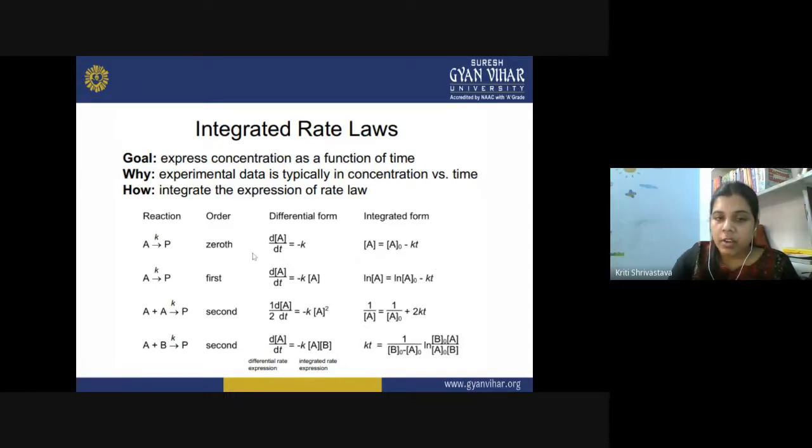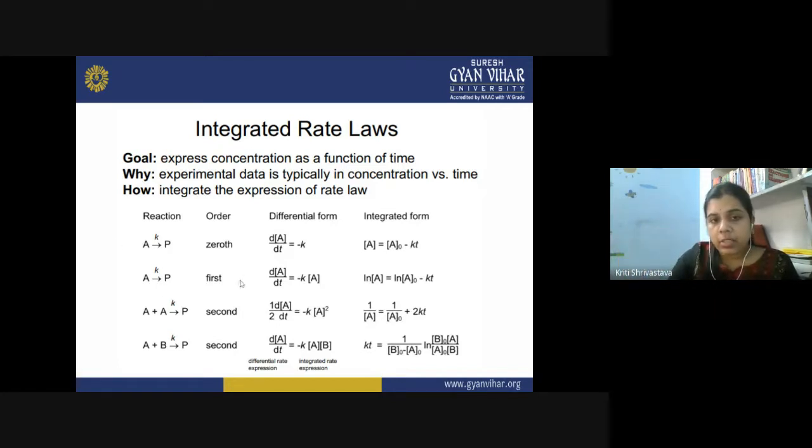So in the differential form, we are talking about at a particular instance, what is the status of the reaction, what is the progress in the reaction. But in the integrated rate law, we are starting from time zero going to time infinity, or going to a particular time. You are actually integrating all the rate laws at particular instances.